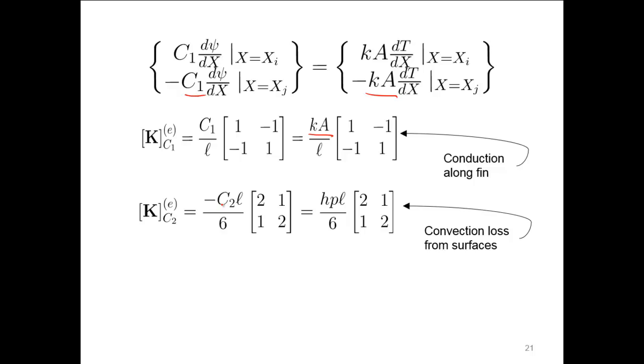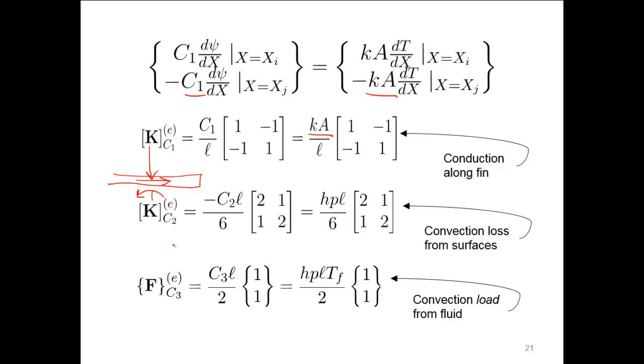This next term, we're substituting back in for C2, our h times the perimeter. This is the convection loss from the surfaces of the fin. So if we're going down the fin, and fins like this, we're going this way, right? This second matrix up here refers to the convection along the surface as we move along it, whereas this one refers to the conduction along the fin. And this last one is the convection load from the fluid.